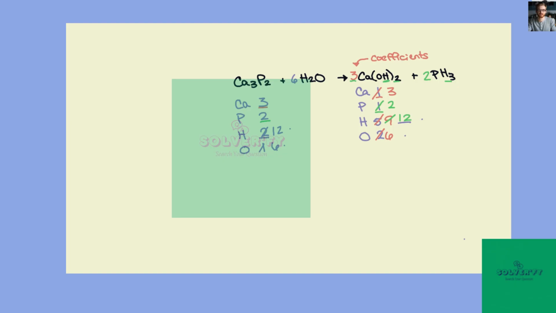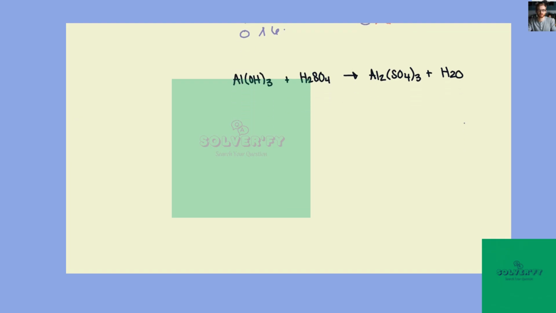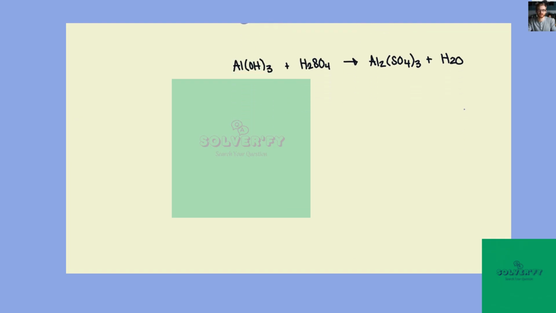All right, let's write out the next one. We are doing aluminum hydroxide plus sulfuric acid to make aluminum sulfate and water. Go ahead and scroll down. Just like we did on the last one, we're going to take stock of how much we have. Okay. Now, there's some tricks that you can do to make your life a little bit easier on this problem.